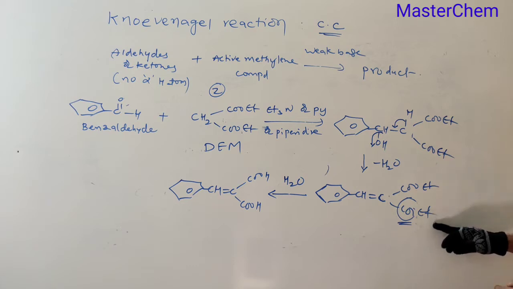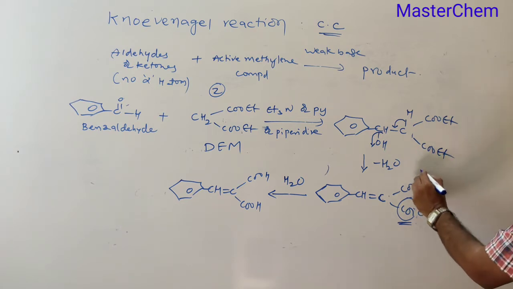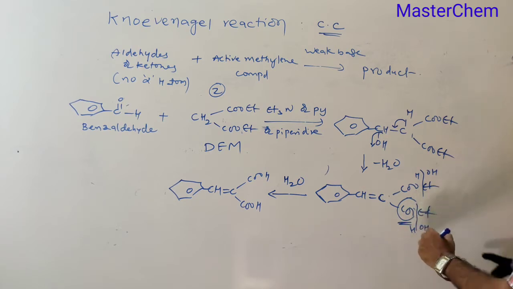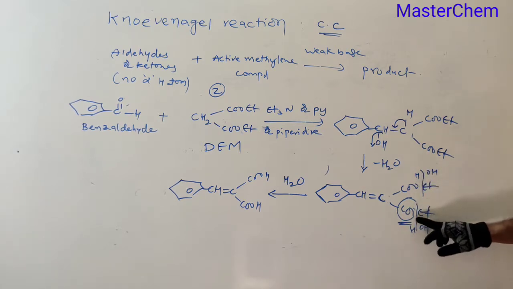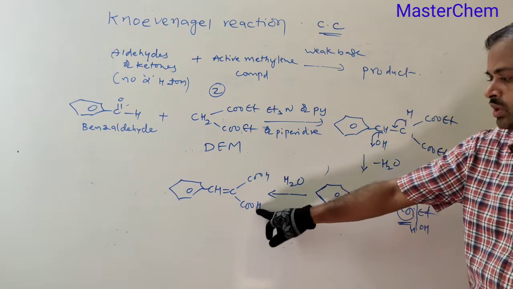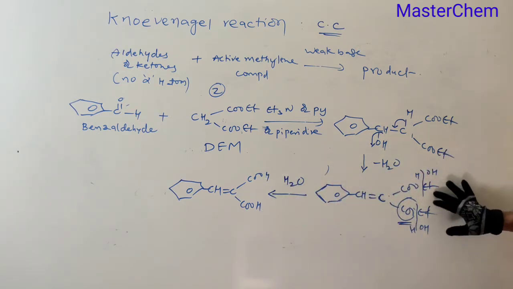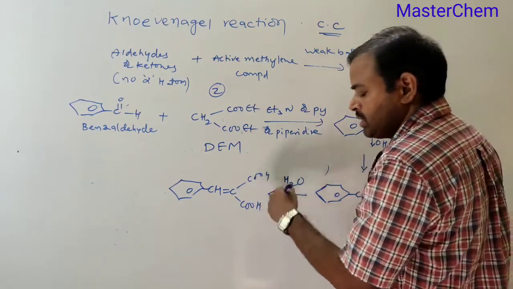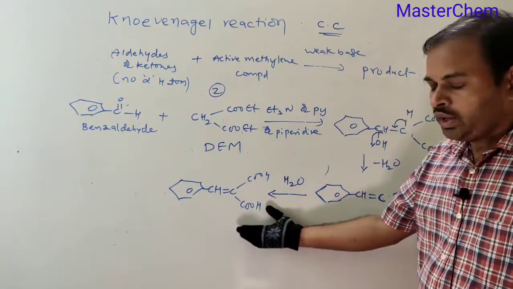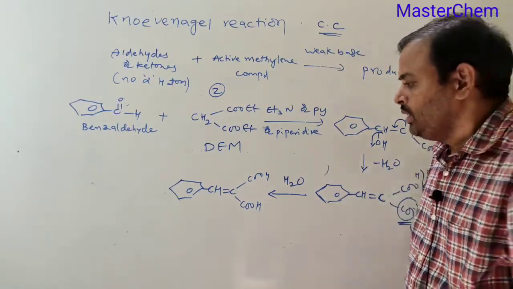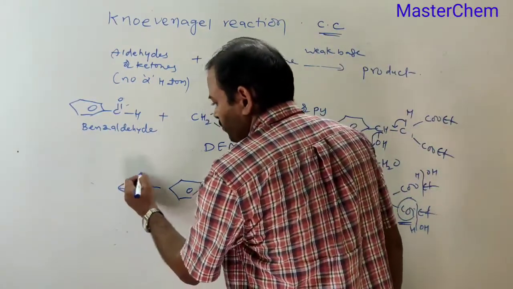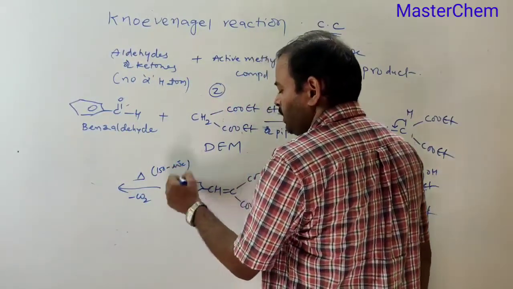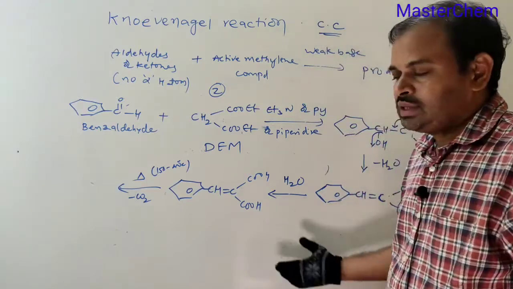COOEt is now converted to COOH. Hydrolysis takes place in this manner with HOH; two moles of water are required. The remaining side product is ethyl alcohol, two moles. Now the previous example compound is regenerated here. By heating, minus CO2, at 150 to 200 degrees centigrade, again cinnamic acid is the product.